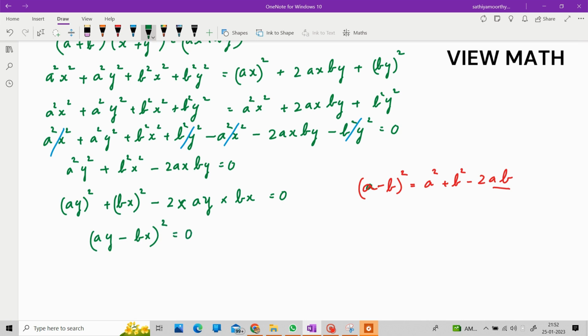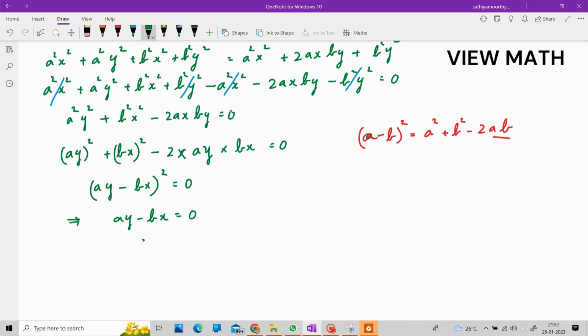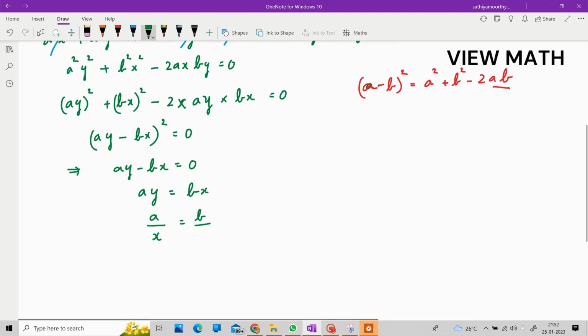Now (ay minus bx) the whole square is equal to 0 means this implies ay minus bx is equal to 0. Now ay is equal to bx, I can write. Next, a by x, I am bringing to the left hand side, so y comes to the denominator, which is equal to b by y. A by x equal to b by y. So this is the thing they are asking us to prove. So we have proved a by x is equal to b by y, hence proved.